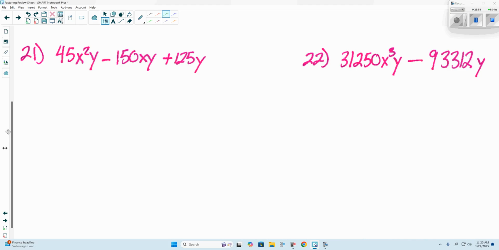Is there a greatest common factor between these three terms for 21? 45, 150, and 125 do have a greatest common factor of 5. And what else? There is another greatest common factor between these three terms. All three do have a common factor of y. That's how it works out. Since they all share that y, we have to factor it out to make this work.